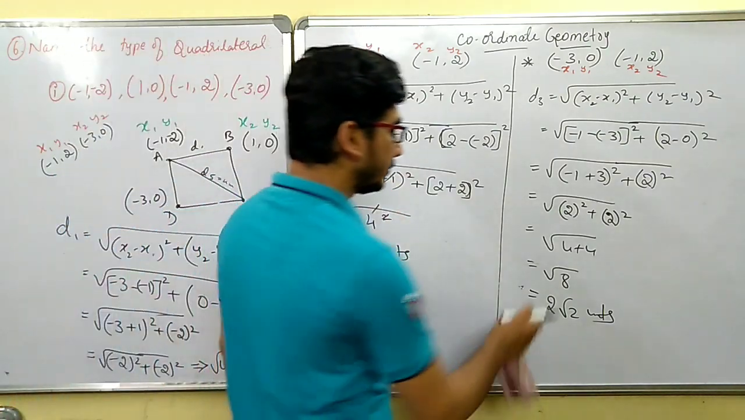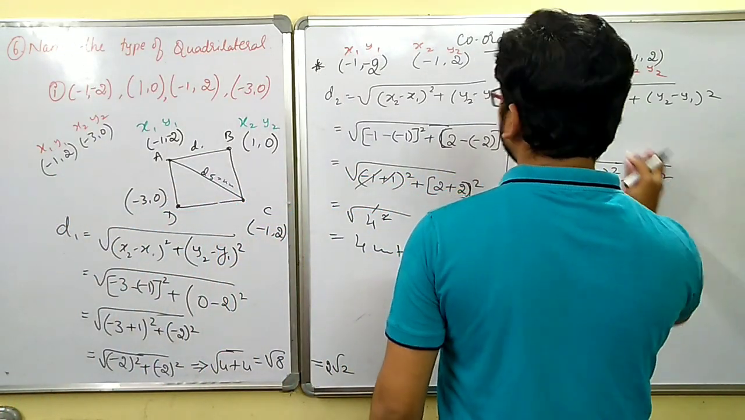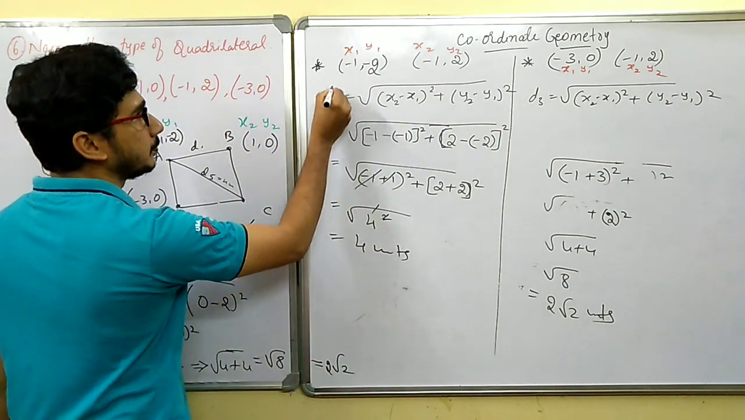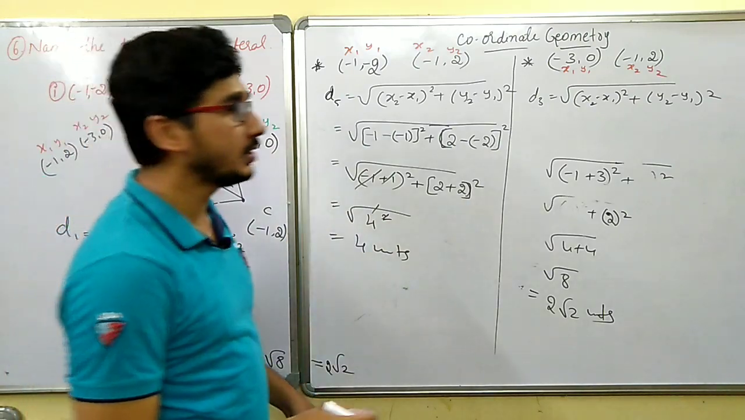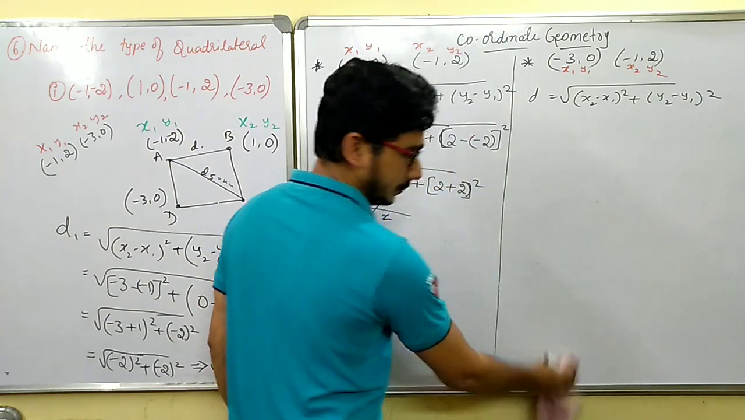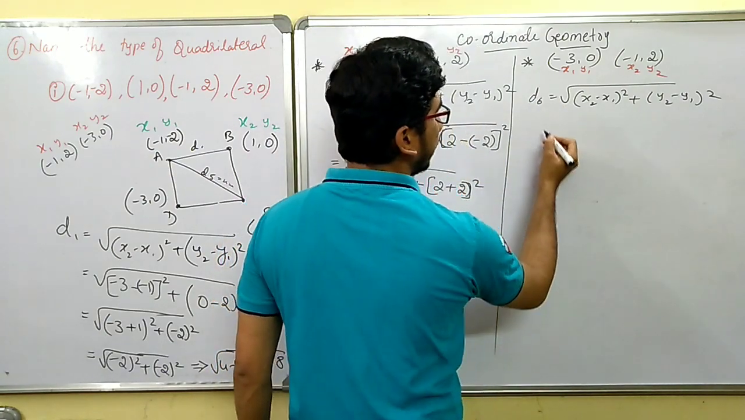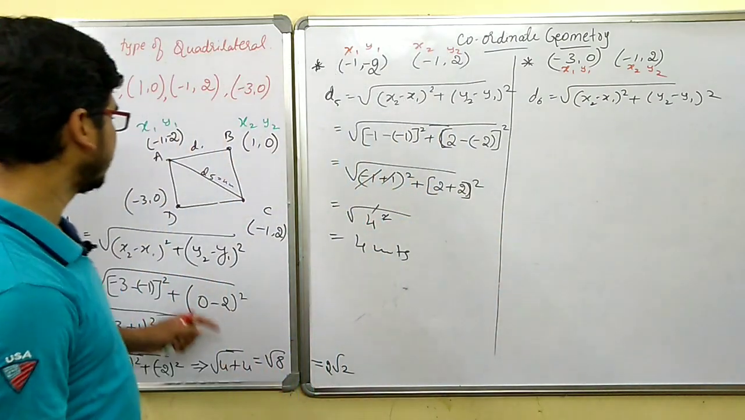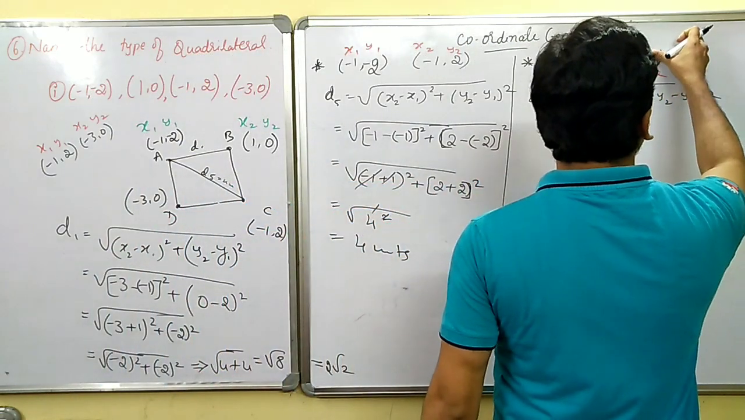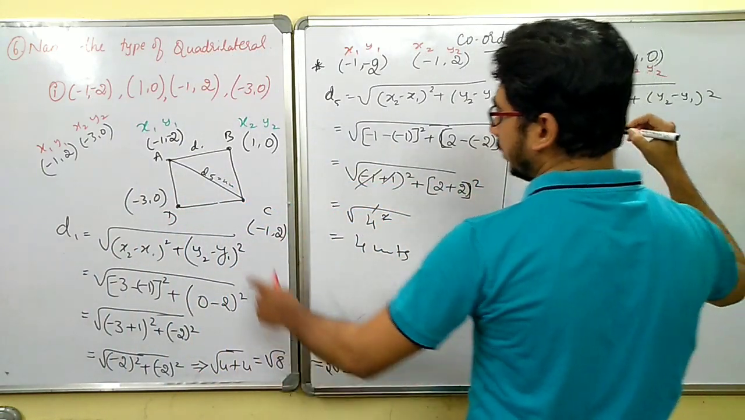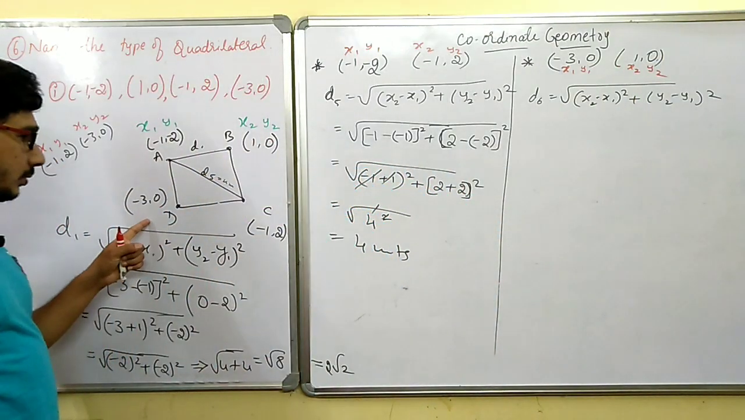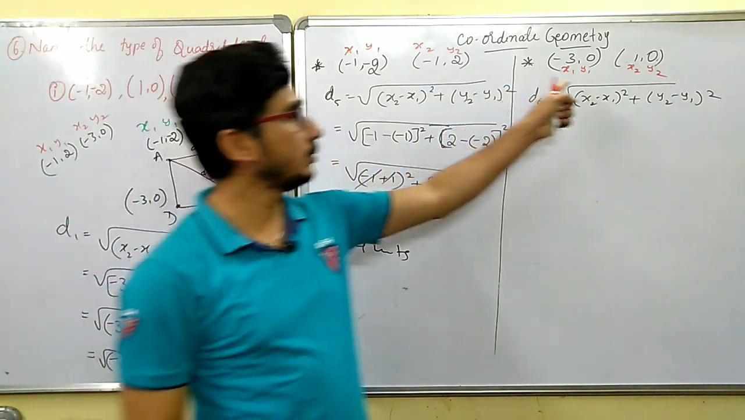Okay, let me erase this. This is not d2, this is d5. Now let us go to find d6. I am finding d6, so I have to write the values, right? D6, which are these two points: minus 3 comma 0, 1 comma 0. Are they negative or positive? Positive. I have written, see: minus 3 comma 0, 1 comma 0.